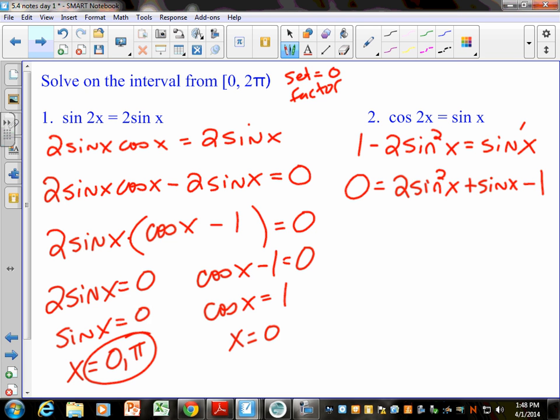And this is where you can do u substitution. I don't really like u substitution. But we can do it. I just like to use it for sine. I'll kind of do it both ways here. Because for me, u substitution is just extra steps and extra paper that I don't want to use. Because u substitution would say this, 2u squared plus u minus 1. The only difference is u is sine of x.